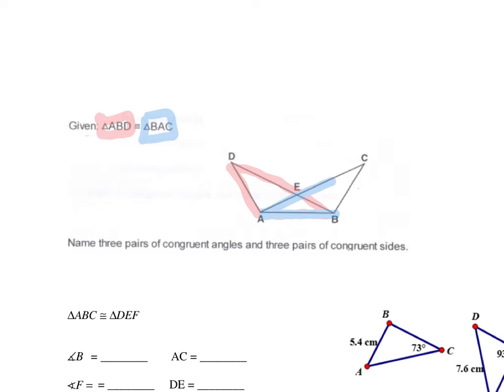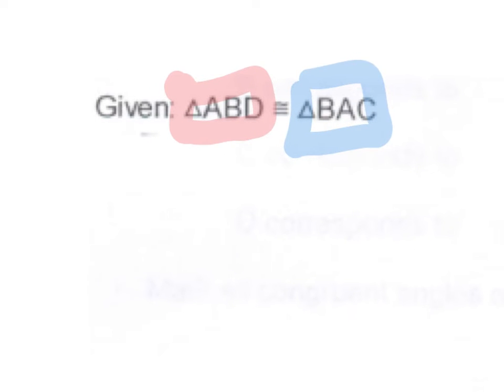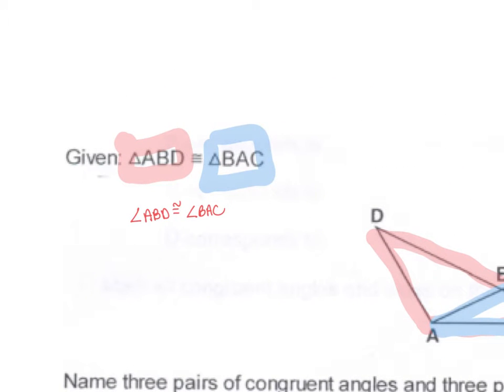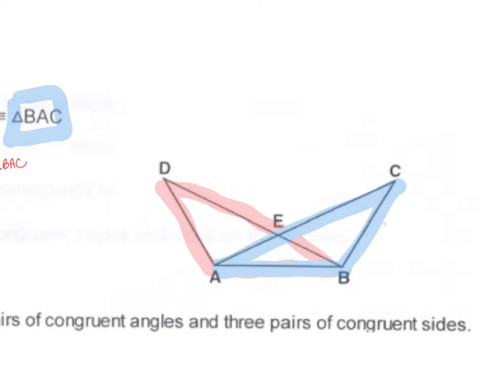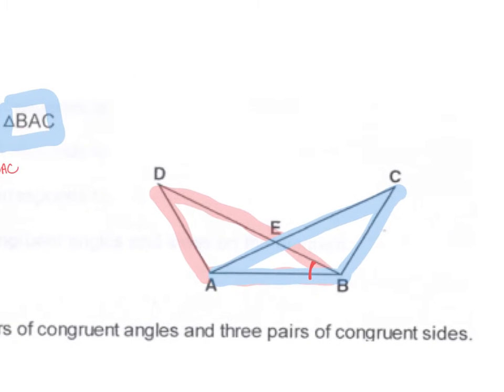So start at B, go to A, end at C. We'll come back to B. So if you look, we can say that angle ABD is congruent to angle BAC. I can say angle ABD, so basically go right in order, is congruent to angle BAC. And we're going to mark that. So this angle is congruent to angle BAC, this angle.